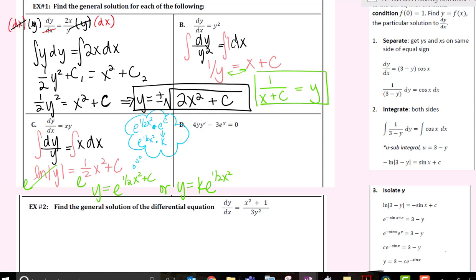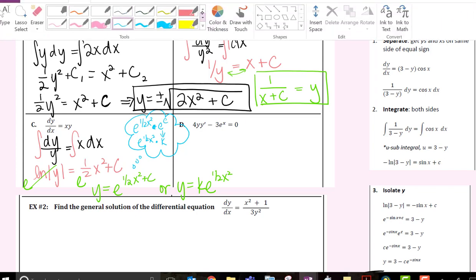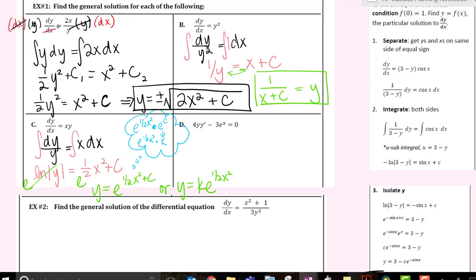All right, if you guys forgot how to undo a natural log, we raise it to the e. So over here I have those rules, right? I'm raising both sides to e. If you were to leave it here, totally fine.